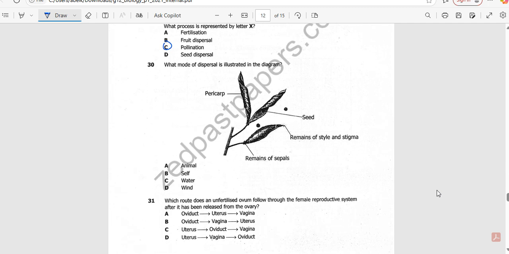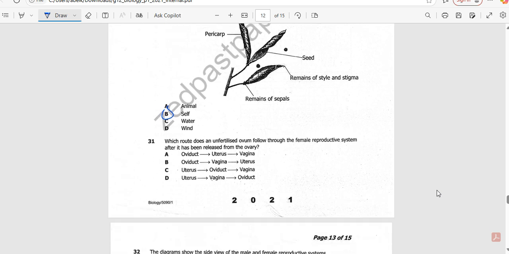So this is like a bean. So this is what you call self-dispersal. The self-dispersal, after it explodes.